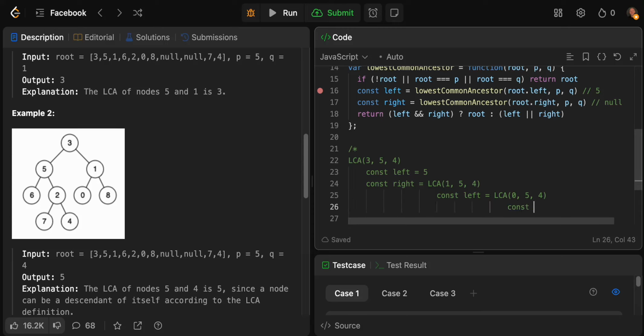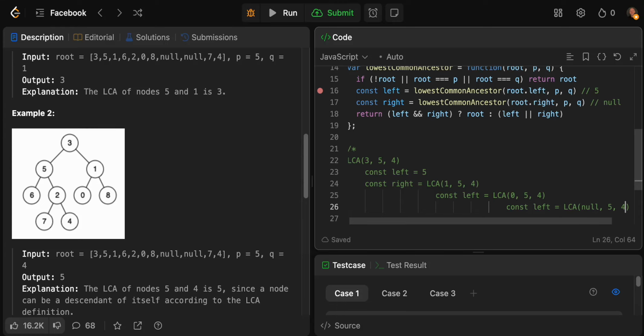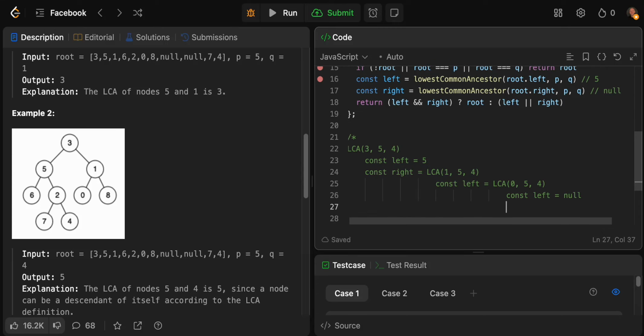Constant left, and then that is equal to LCA, LCA, and our left is a null value. So we'll be passing in null, 5 and 4, but because we hit this null, that is line 15 here, we are returning that value. So constant left is equal to null, and then we can move on to the right of that 0.